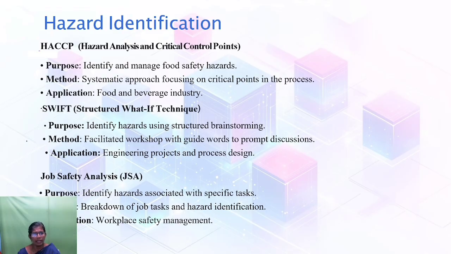Next method is a structured what if technique. Here also there are many brainstorming questions which are structured and which have some guide words to prompt the discussions. This is finding application in engineering projects and process design. Next method is job safety analysis method. In this method we are breaking down the job into different tasks and then identifying the hazards. So this is mainly for safety management.